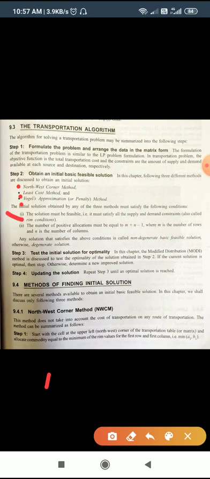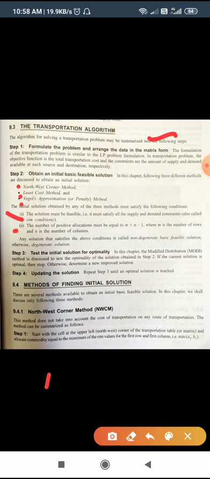First one, the solution must be feasible. It must satisfy all the supply and demand constraints. In the given matrix, we formulate a matrix. In this matrix, demand and supply must be satisfied.